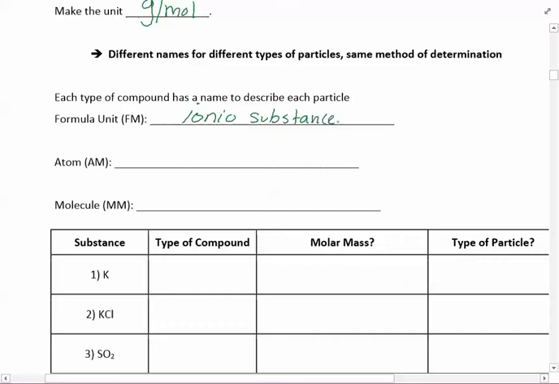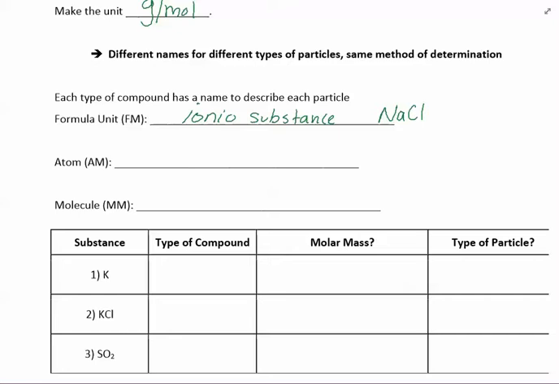So an example of something that's ionic would be something like NaCl, which is table salt. It's referred to as a formula unit. I want you to be very careful when you're abbreviating formula unit. The shortest abbreviation that I'm going to accept is FM. You could do F-O-R-M, form, and then unit. That would be fine too. We just want to be careful about that one.